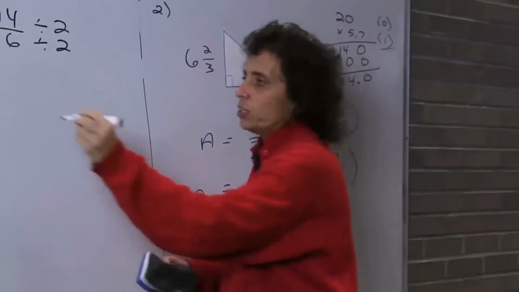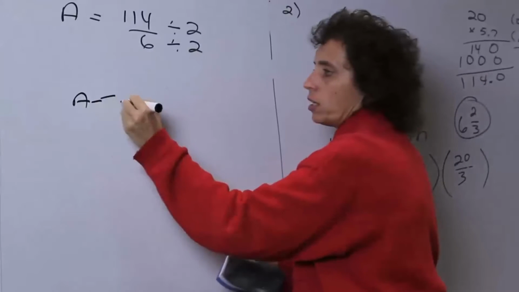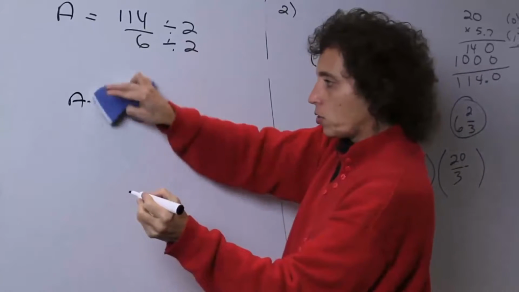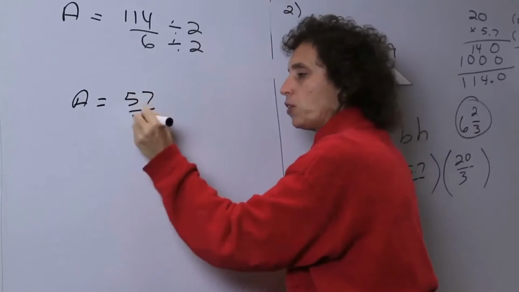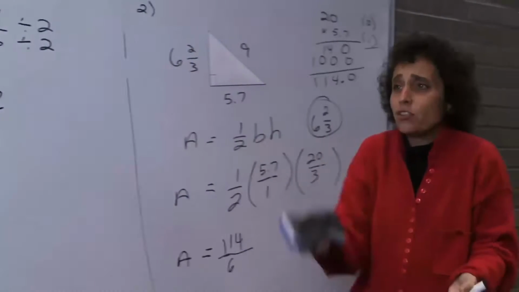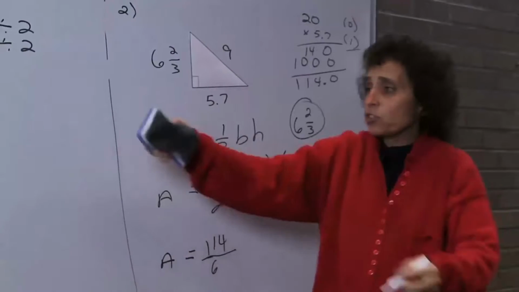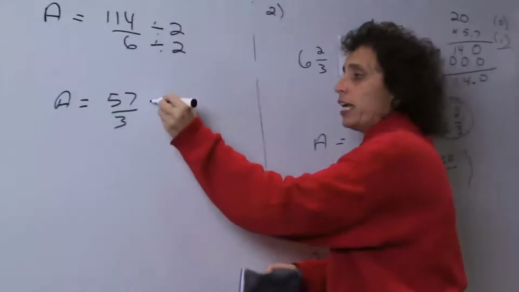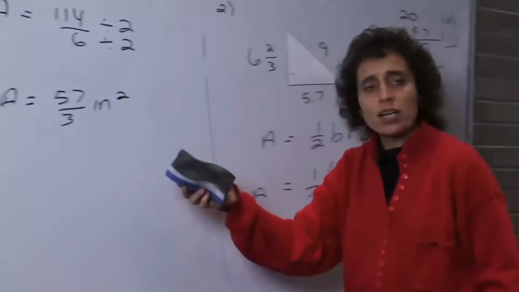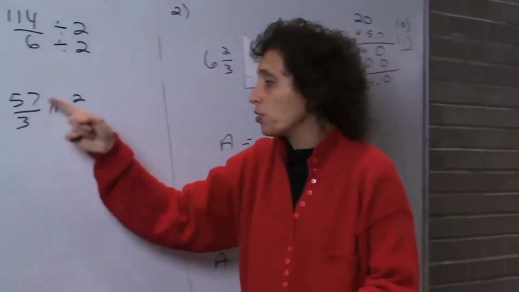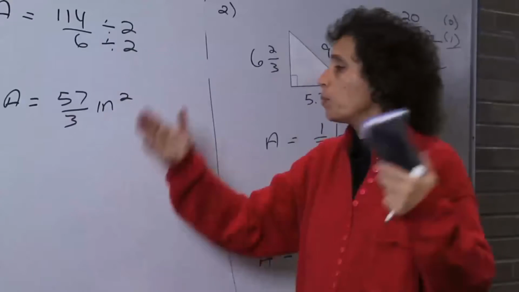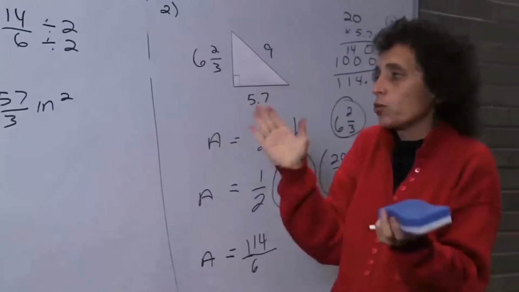114 divided by 2 is, whoops, I don't know what that is. Certainly doesn't look like an equal. 57 over 3. Now, I don't know how they want the answer. They didn't say. So maybe that's okay. 57 over 3 inches squared. Maybe they want it as a mixed number. Maybe they want it as a decimal. They didn't say. But you could put it as a fraction, a mixed number, or a decimal. They didn't say. So you're okay.